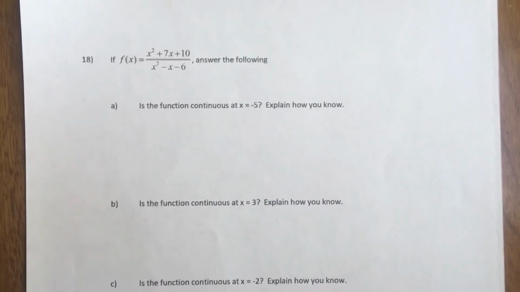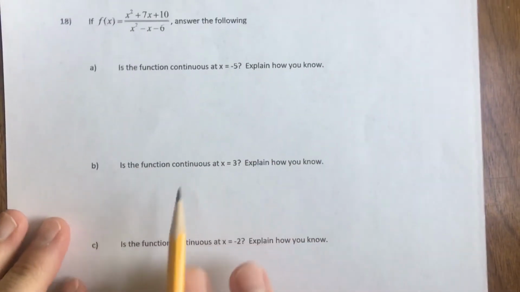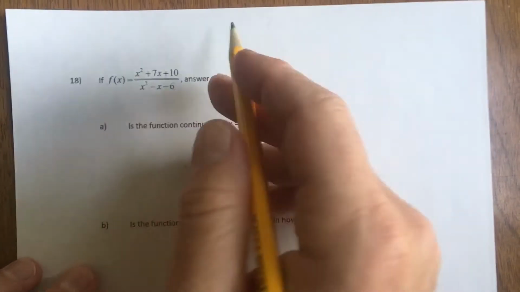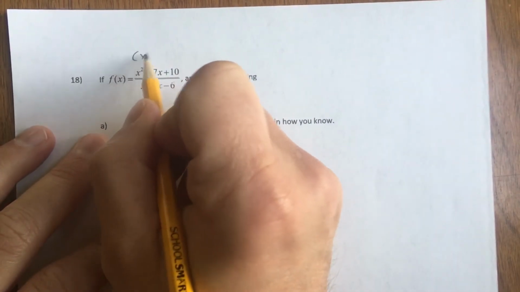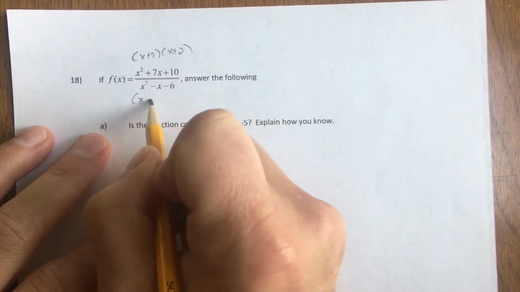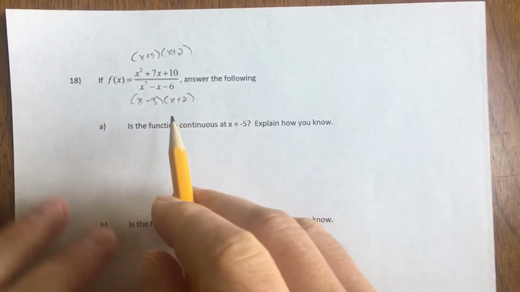Now we're given a function that has a bunch of stuff going on here, and we were asked about whether it was continuous at a few spots and then to give a tangent line. So in order to answer some of these things, it's probably best for us to factor this out. This is x plus 5, x plus 2 on the top, and x minus 3, x plus 2 on the bottom. Okay, so at least now we have a little visual here.